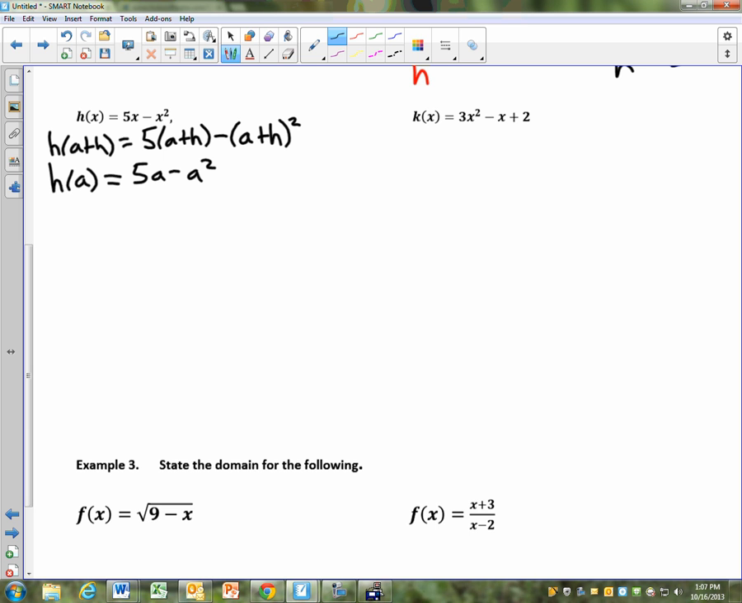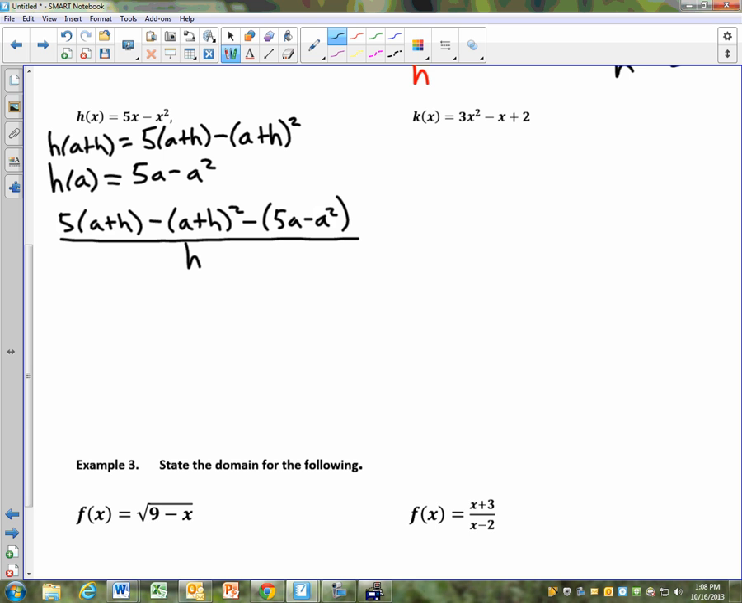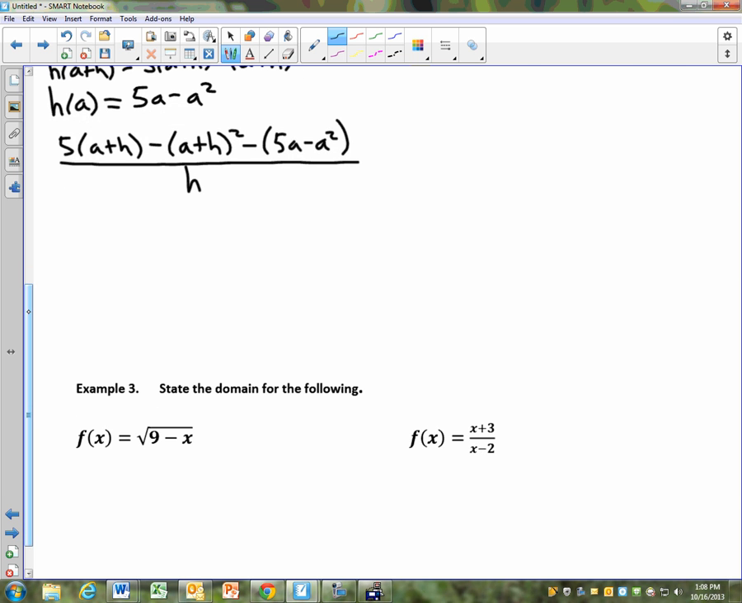So now what operation do I need to do? I need to take the difference divided by h, very good, top: 5 times a plus h minus a plus h, quantity, squared, minus parentheses 5a minus a squared, all over h. What's up? Sure, you go ahead. Yep, if you want to distribute right away, go ahead. I just want to make sure I write it out so you see where everything comes from.